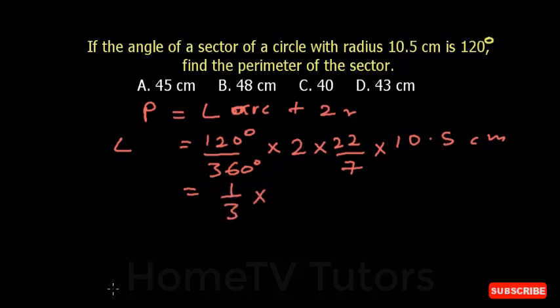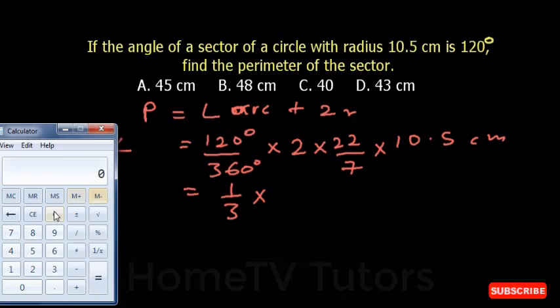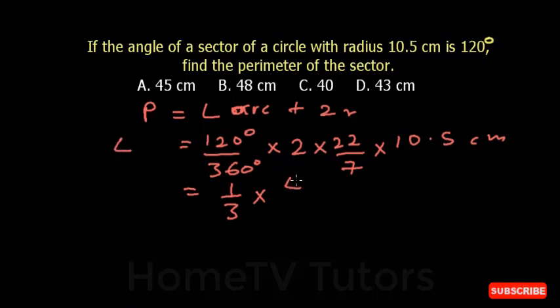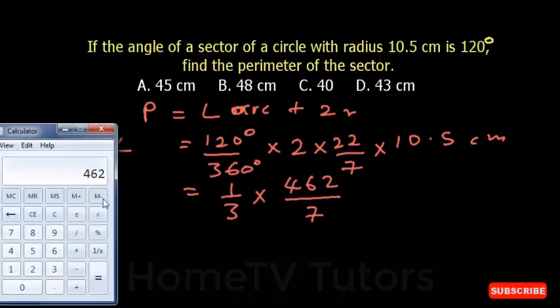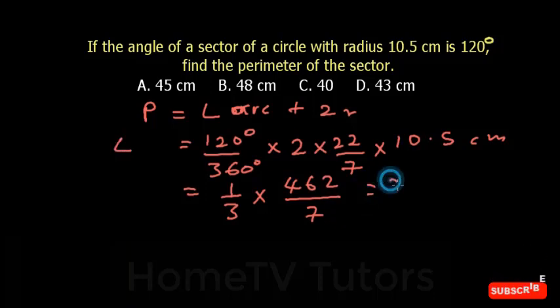Then let's quickly multiply. 2 times 22 is 44, so 44 times 10.5, we have 462. So we have 462 to be divided by 7. If we also use a calculator, 462 divided by 3 times 7, which is 21, divided by 21, we have 22 as the length of arc.